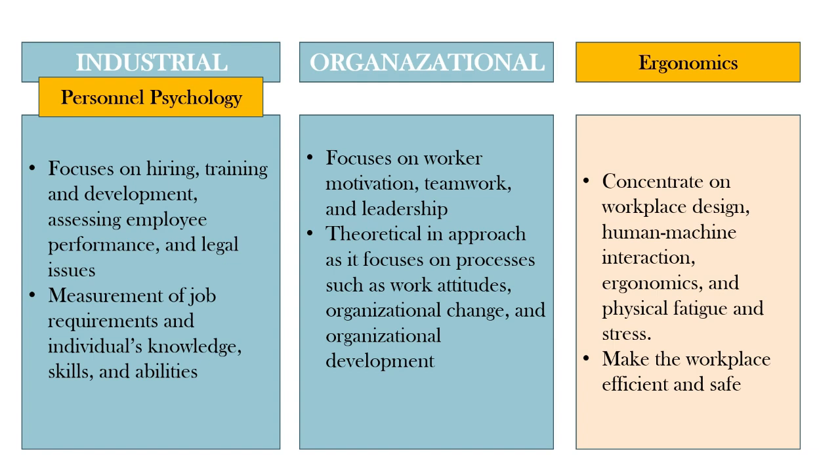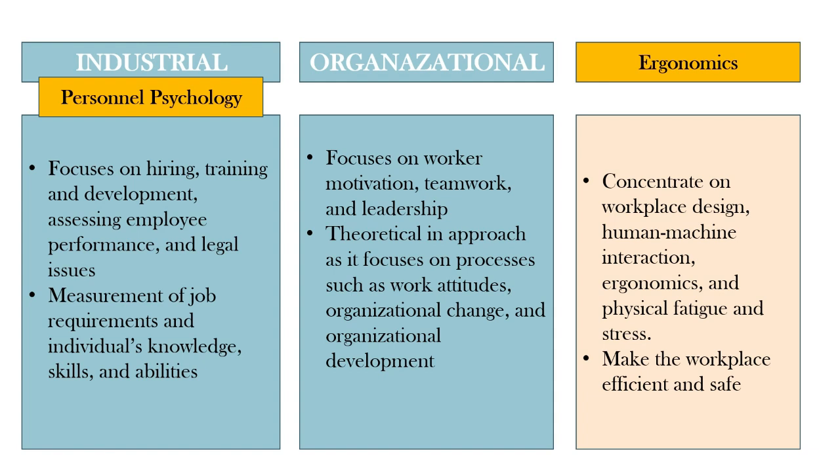As you can see in the second bullet, we are also trying to determine the measurement of job requirements and the individual's knowledge, skills, and abilities. So before hiring a certain person, we are trying to measure his current level of skills and current level of knowledge, and we develop measures, we develop matrices in order for us to assess that and to arrive at that kind of information. So that's the main difference between industrial and organizational psychology.